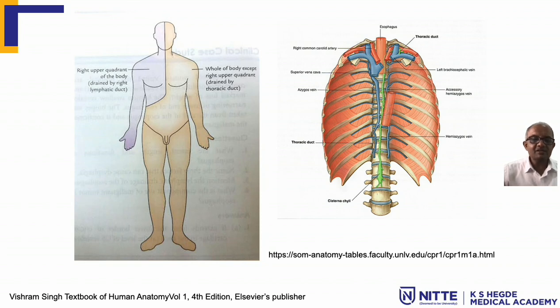The other image on the right side of the slide actually shows the drainage of the lymphatics of the body. The 75% of the lymphatics from the left upper half and also the entire lower half, which is colored in brown, is drained by the thoracic duct, whereas on the right side the 25% of the lymphatics drains into the right lymphatic duct.